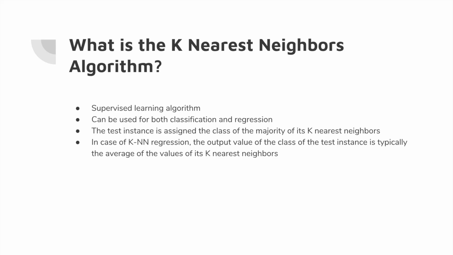Now how do you find these k-nearest neighbors? We'll be discussing this in the further part of the video. In the case of KNN regression, the output value of the test instance is typically the average of the values of its k-nearest neighbors.